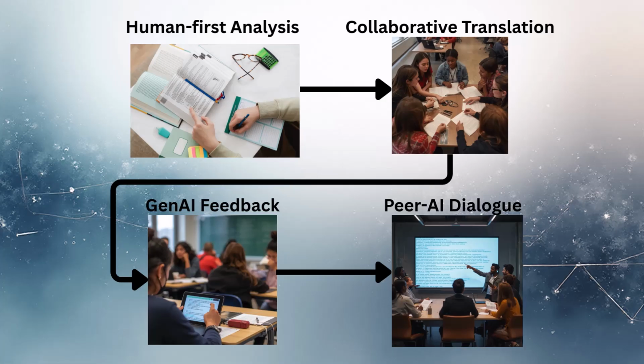After that, they do a peer AI dialogue. So, in groups, they compare their reasoning with Gen AI's interpretations, and they are evaluating ideological biases in AI outputs. Is there any patriarchal default reading? What are the assumptions about the voice and agency of the characters? In this way, students are critiquing each other's work and AI's output and not deferring to whatever AI is telling them is, I don't know, the right translation.